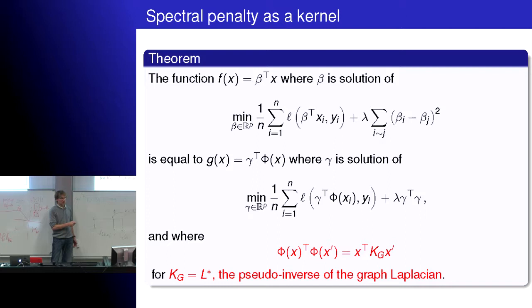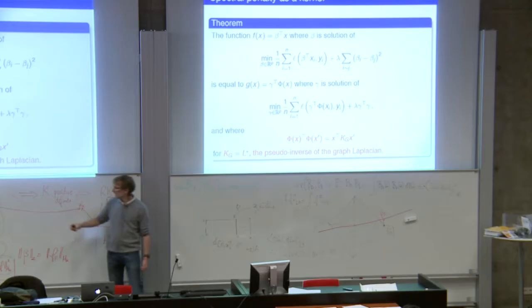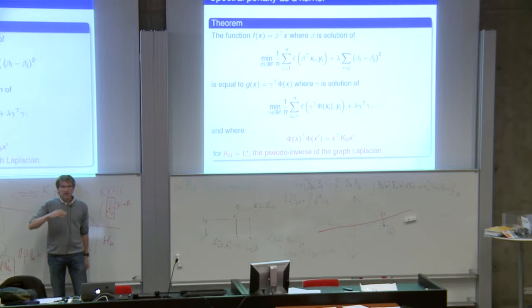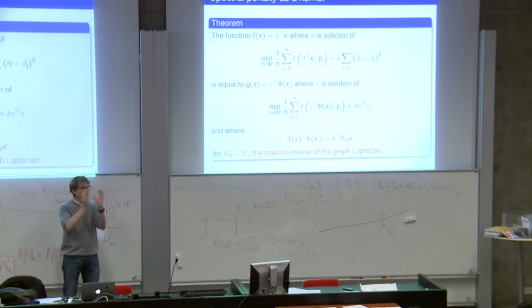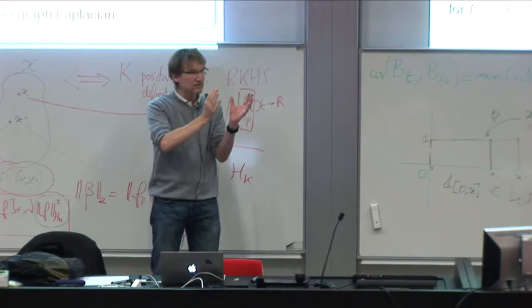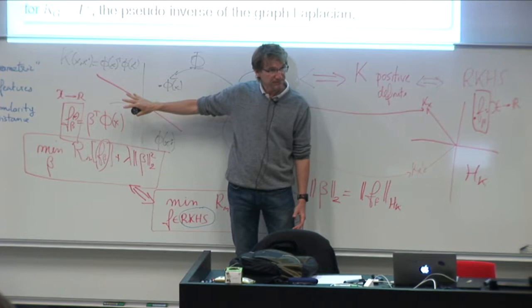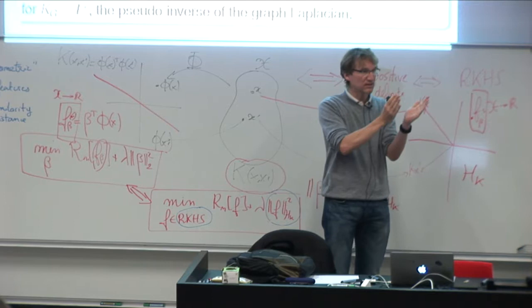So it means that when I want to use the penalty sum of (beta i minus beta j) squared, this is formally the same as running a model with L2 penalty, but in a different space. It's not directly on the 20,000 dimensional vectors. I need to change the space, and then doing L2 regularization is the same.